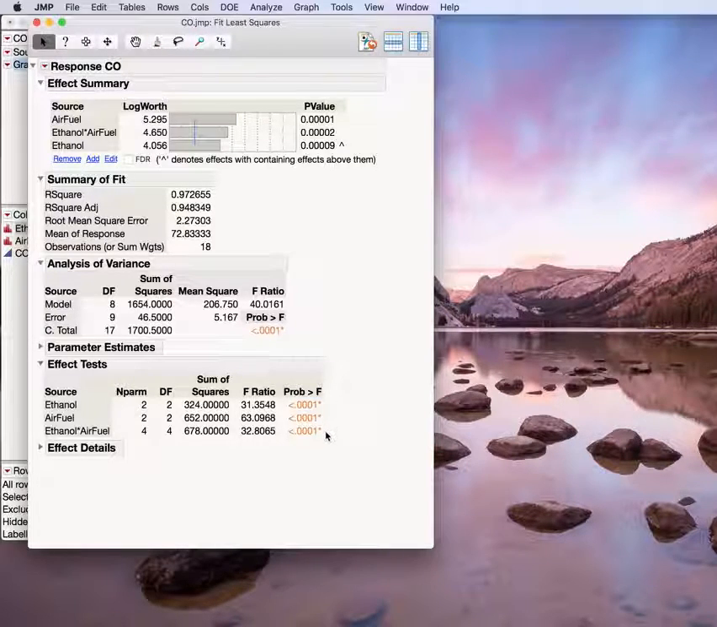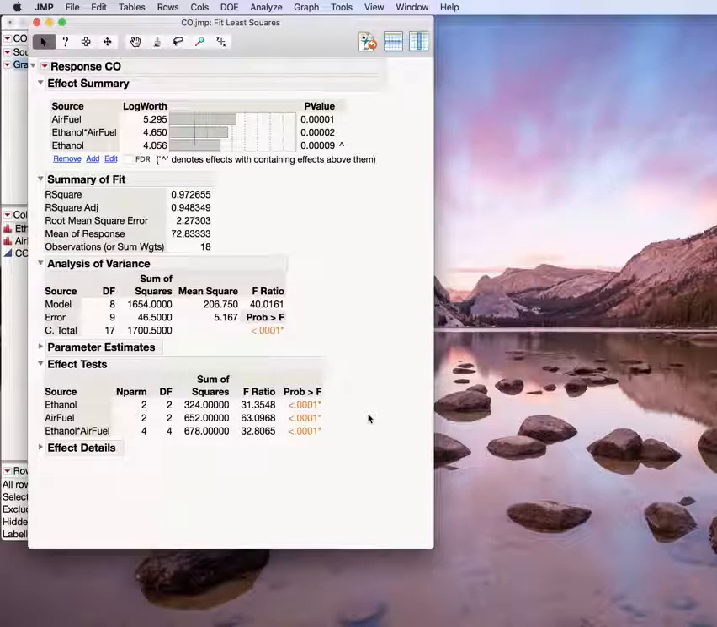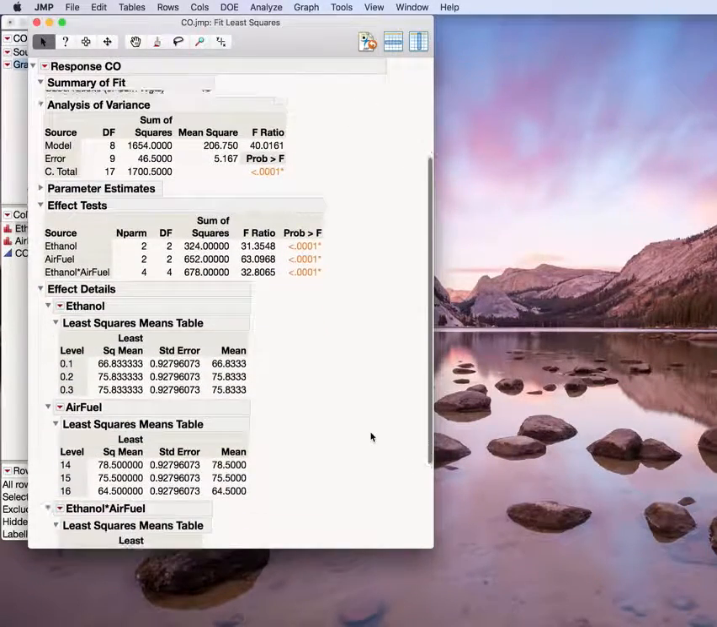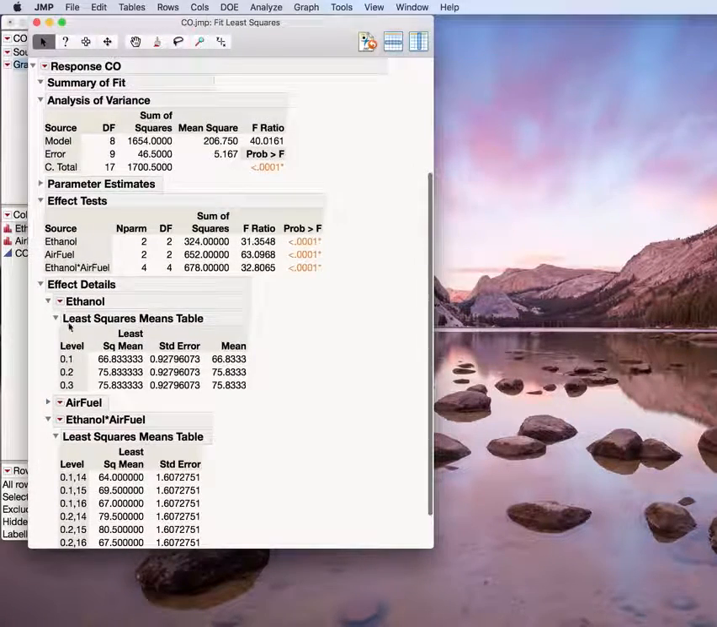So we go down to the effect tests, and I want to look immediately at the interactions to see if I can have a good interpretation of main effects. So there is a significant interaction, meaning that we should do an in-depth analysis of my interaction contrast to see which interactions are significant. And so the way we do that is by going to Effect Details. So just for completeness, I'm going to show you how you can do a main effect estimate for ethanol and kind of give you an idea of how JMP can be a little bit picky, and we'll need to adjust that with the interaction contrasts.